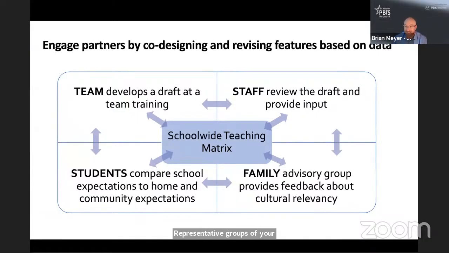And what that looks like is something like this kind of continuous improvement cycle. So your team might develop a teaching matrix, for example, and your staff are going to review that. We're going to make sure we get the buy-in, but let's make sure it connects with our families, that the language works. And let's make sure that it connects with our students, that it's socially valid for them, and that we continue to attend to this. So maybe our expectations aren't changing year to year, but how those are defined and the examples or the routines, we do need to check in on those periodically to make sure that they are meeting our needs.